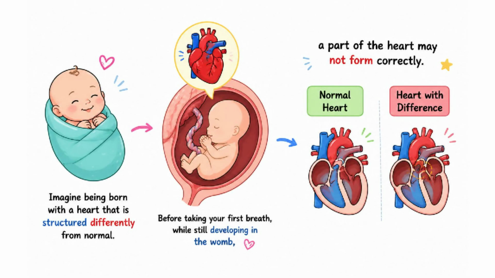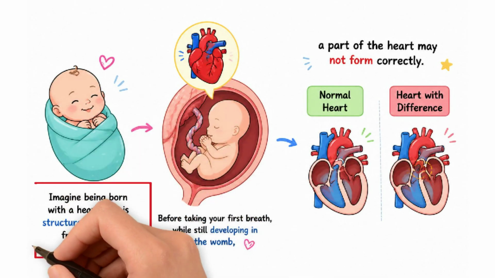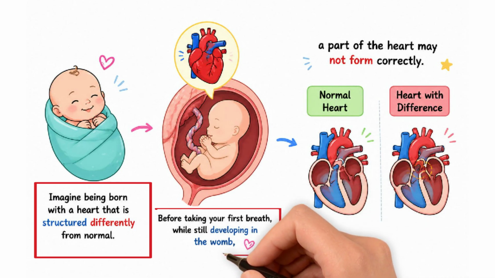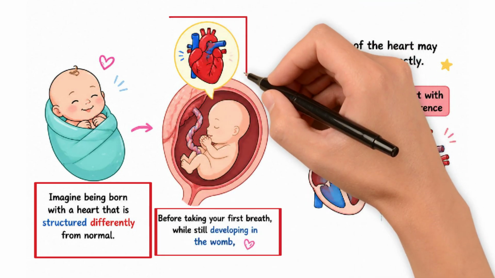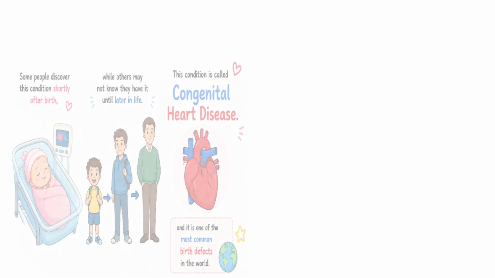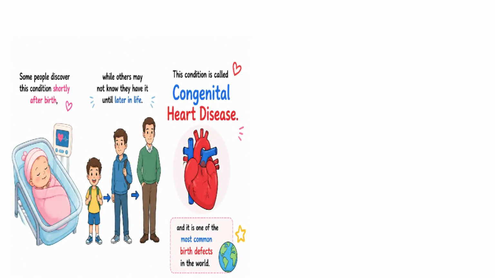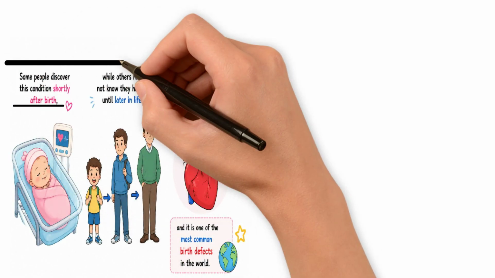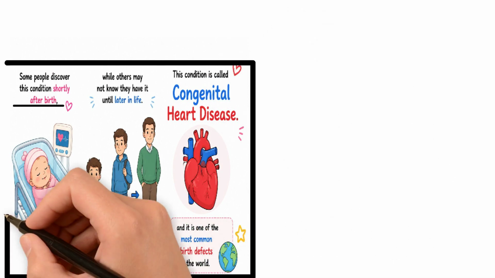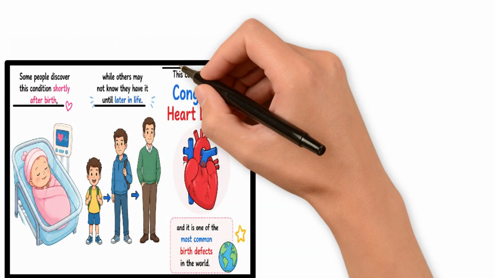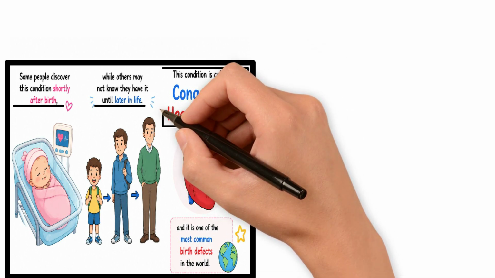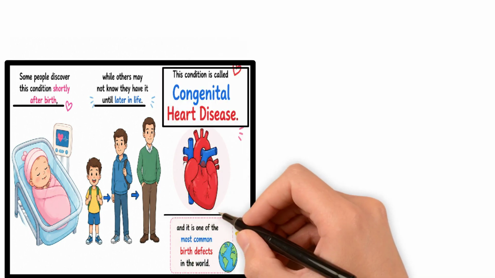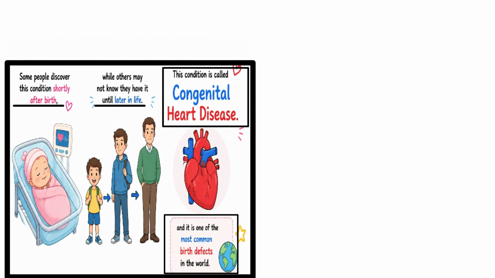Imagine being born with a heart that is structured differently from normal. Before taking your first breath, while still developing in the womb, a part of the heart may not form correctly. Some people discover this condition shortly after birth, while others may not know they have it until later in life. This condition is called congenital heart disease, and it is one of the most common birth defects in the world.